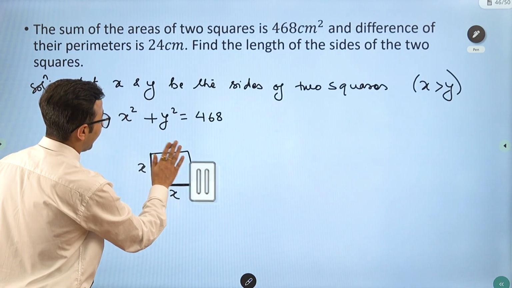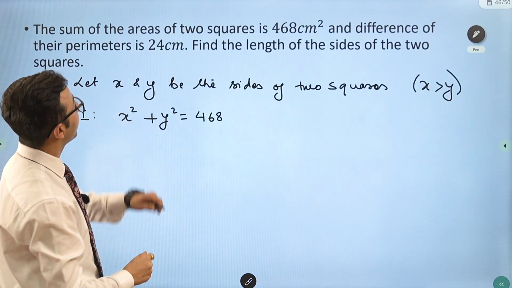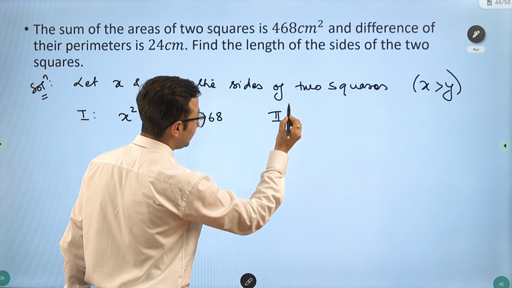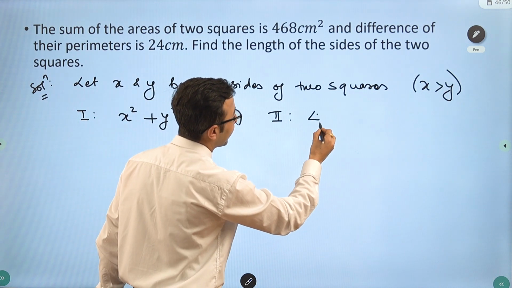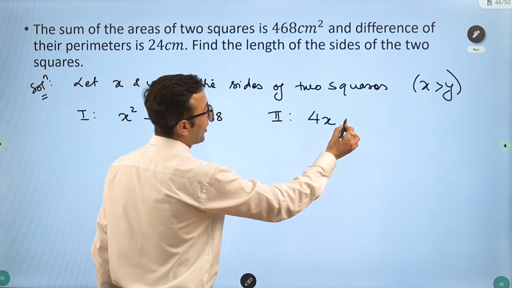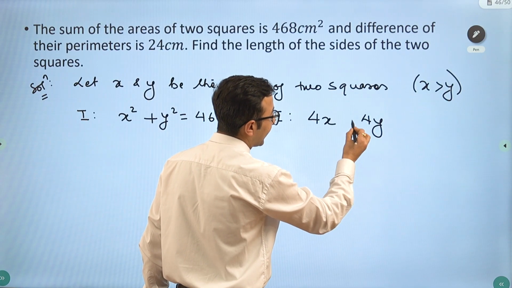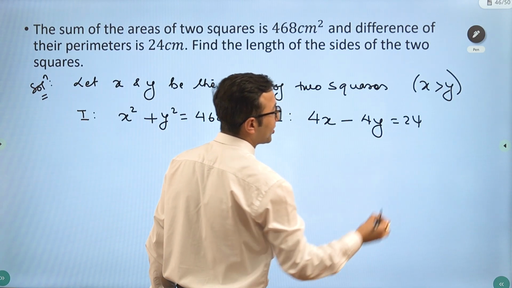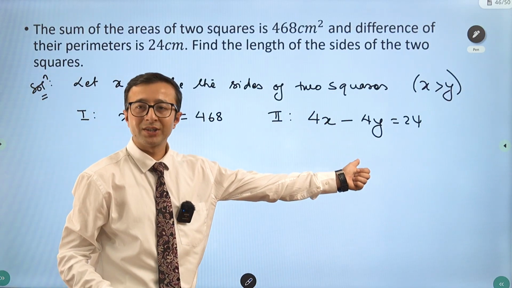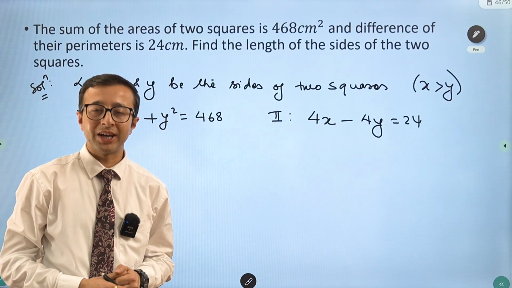So here the problem said the difference of their perimeters, in the second case I am writing here, you can see that one of the perimeters is 4x, which is bigger because the length x is bigger, and another is 4y. Their difference is 24. So we can say that this is equation number 2. Now if we solve equation number 1 and equation number 2, we will get the values of x and y.